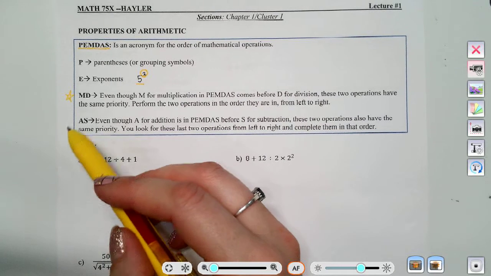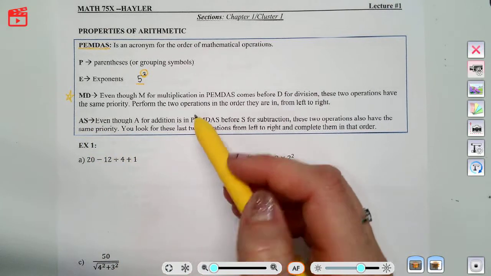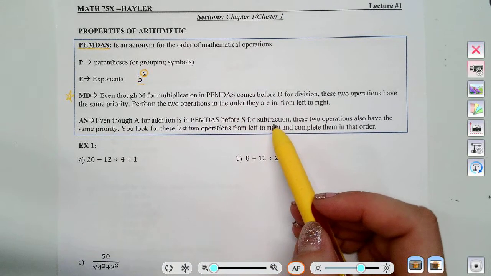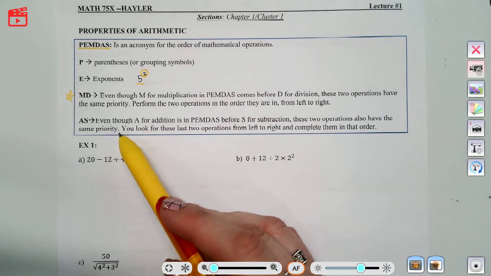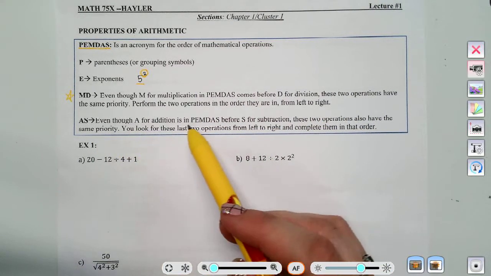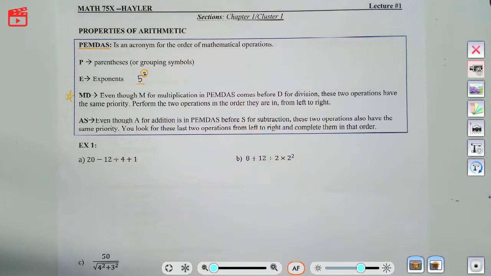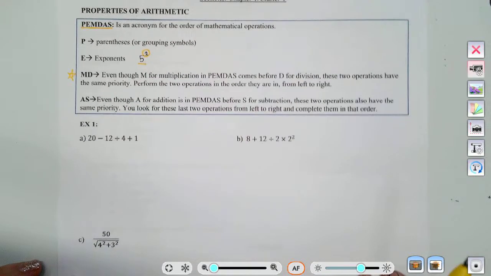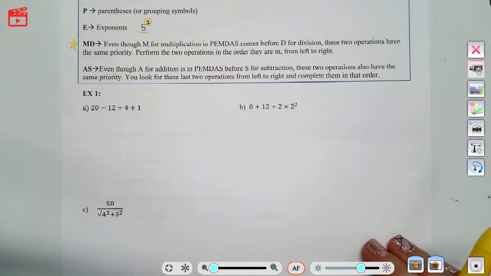The next part in PEMDAS, we have the A and the S. A is for addition and S is for subtraction. Just like multiplication and division, these two operations have the same priority, so when you see them, you do the same thing: left to right, and complete them in that order. This is the idea for PEMDAS. Let's go ahead and work on some examples. If you want to pause the video at any time and try some of these examples by yourself, by all means, go ahead and do that.